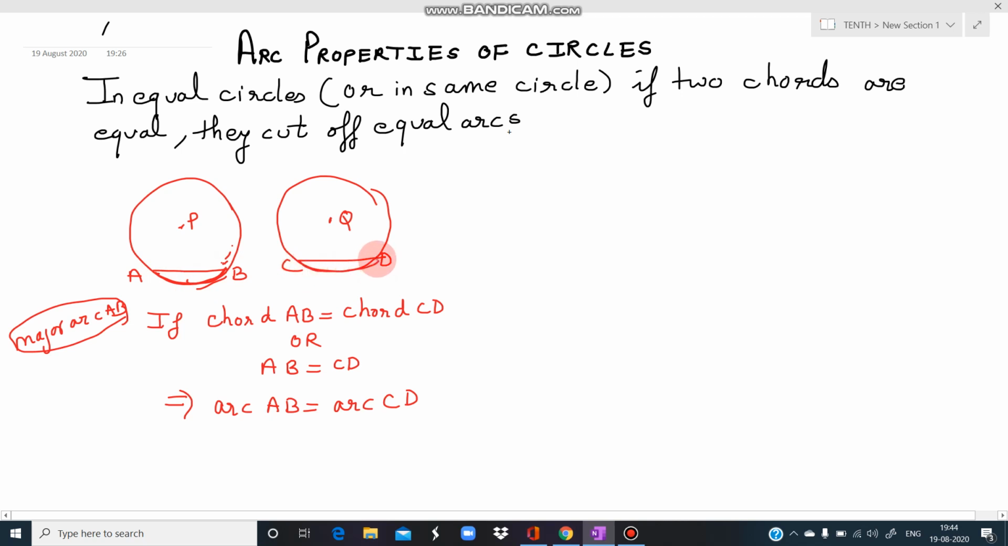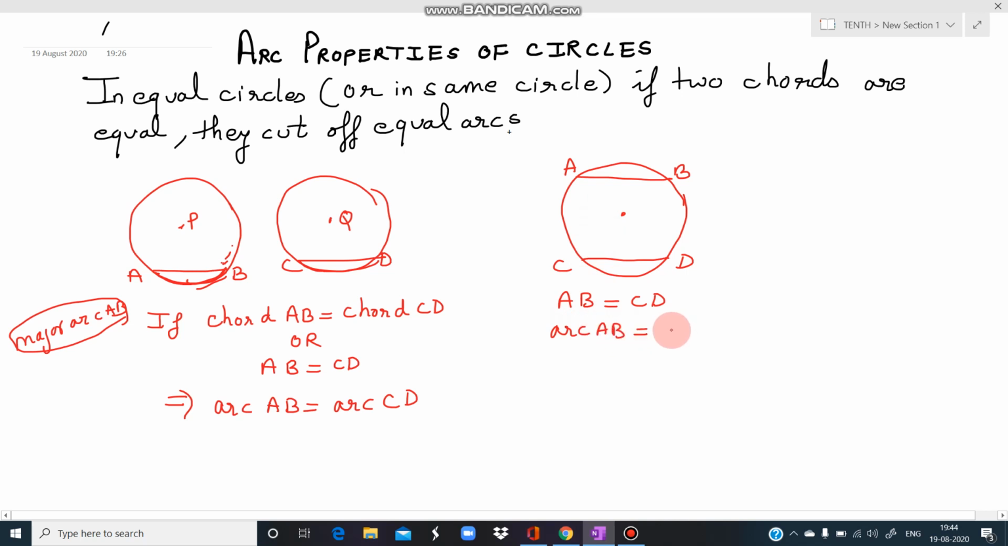to the arc CD. Similarly, if I take the same circle, this is the center, I take two chords in it, chord AB and the chord CD. So if the chord AB is equal to the chord CD, then the arc AB, it will be equal to the arc CD. So this is the property, and it goes the other way also. I'm not writing the other way also, that if arcs are equal then they will cut off equal chords.